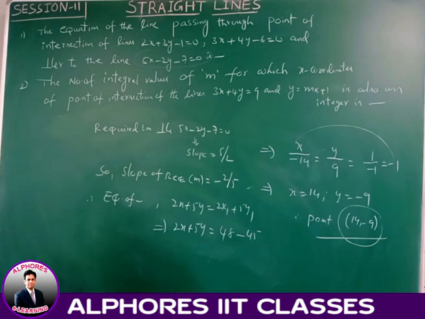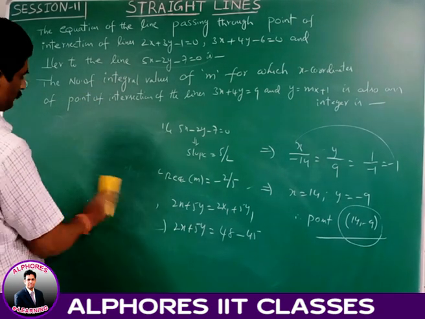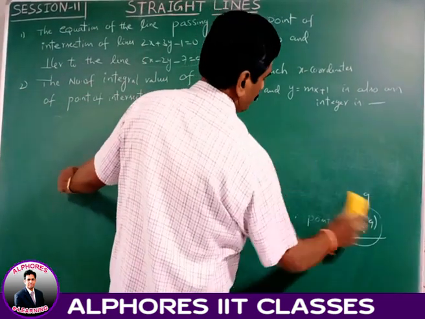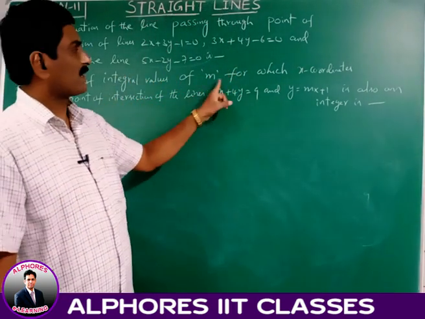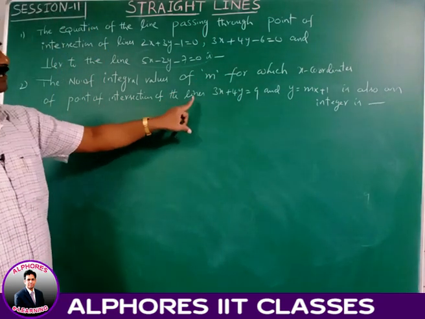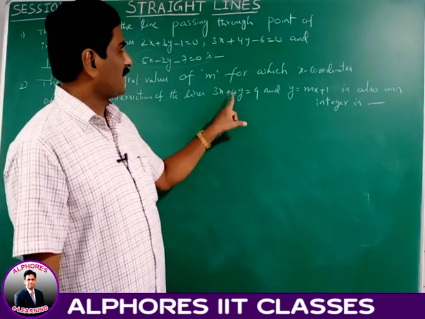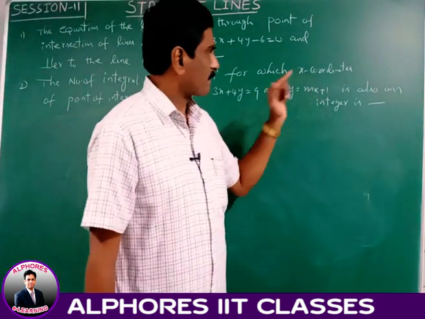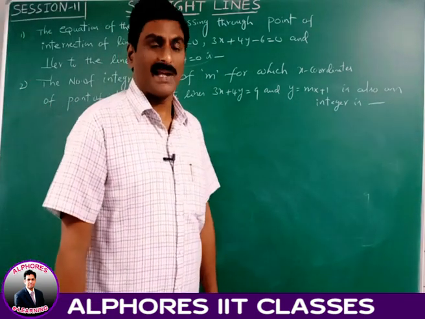Next, second one. The number of integral values of m for which the x coordinate of the point of intersection of the lines 3x plus 4y is equal to 9 and y is equal to mx plus 1 is also an integer is dash.